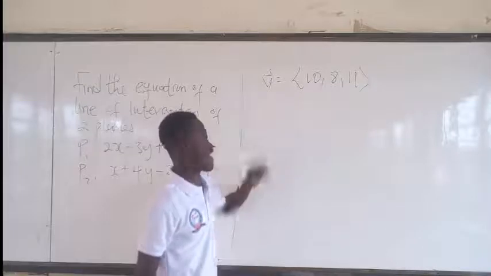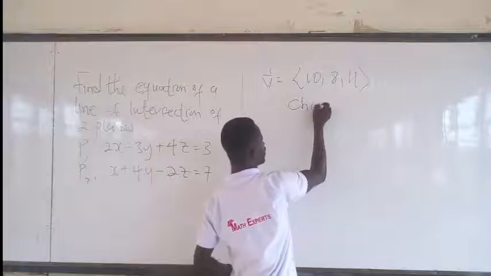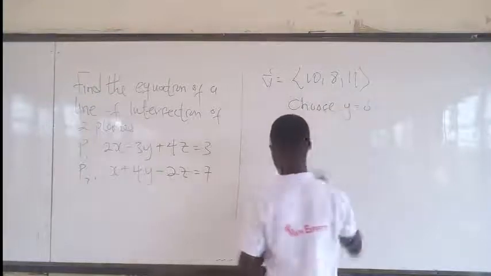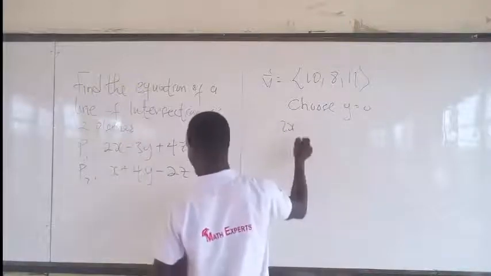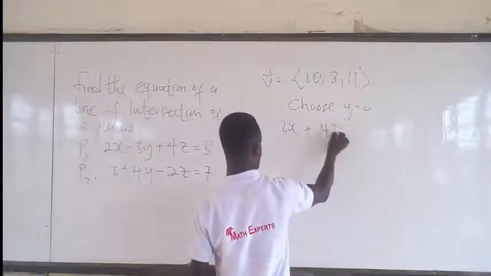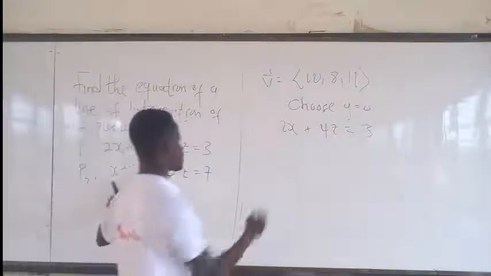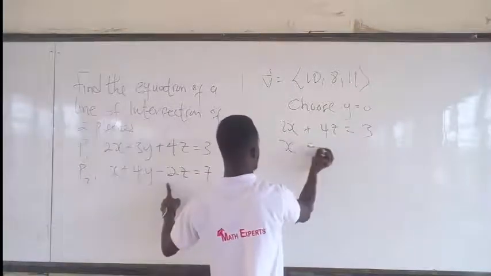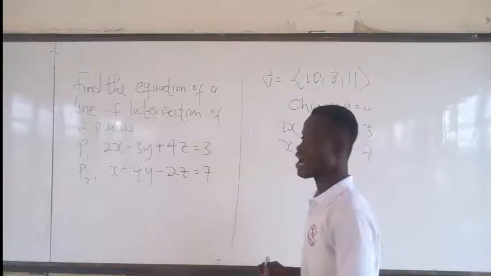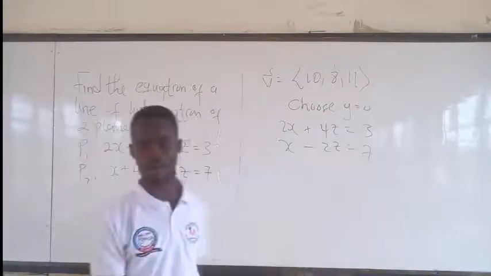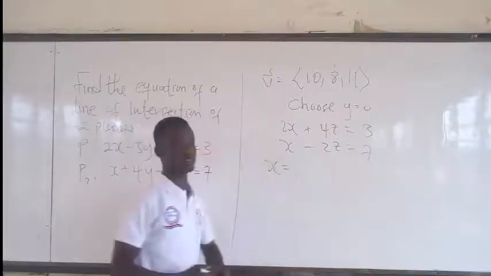Alright, so now this is our vector from a direction. So let's choose y to be equal to 0. You can choose any of it. So when you choose y to be equal to 0, you're going to get 2x plus 4z is equal to 3. And when you choose y to be equal to 0 here, you're going to get x minus 2z is equal to 7. Then you can solve it simultaneously.